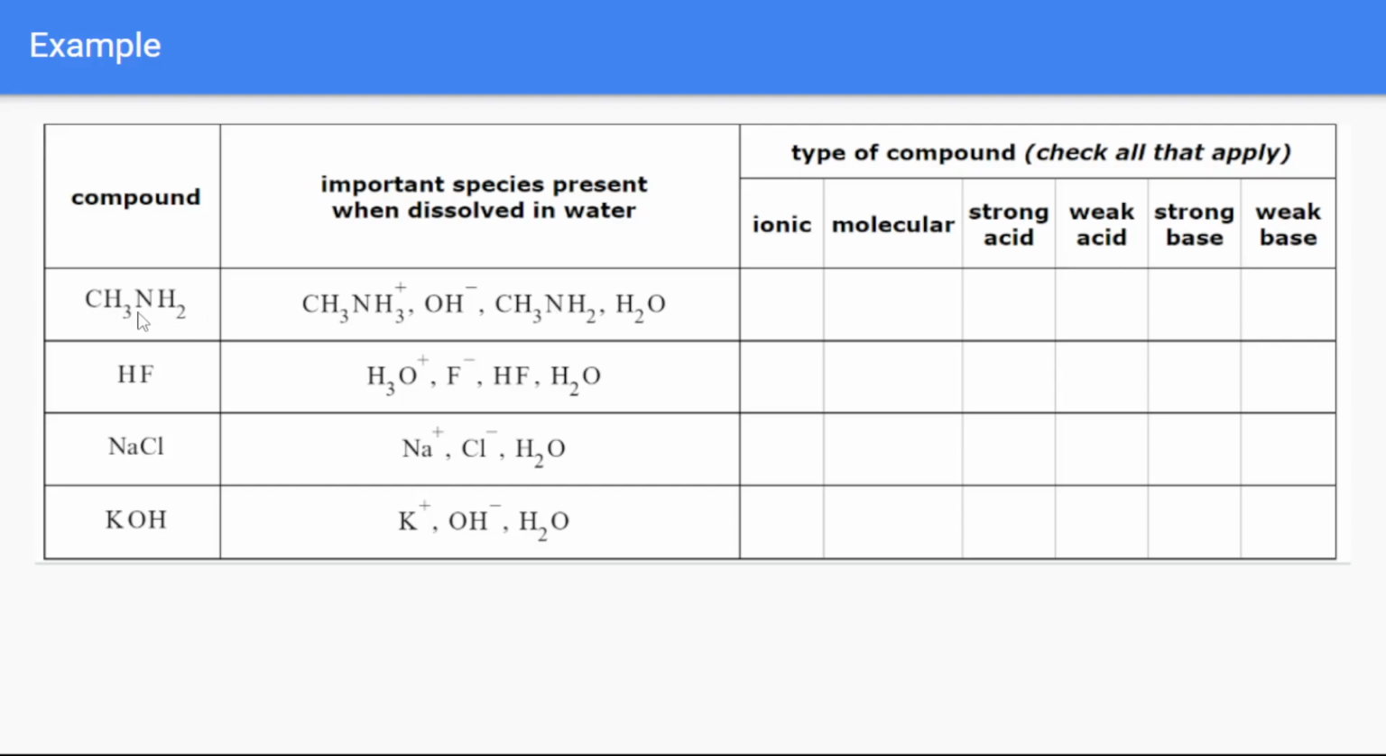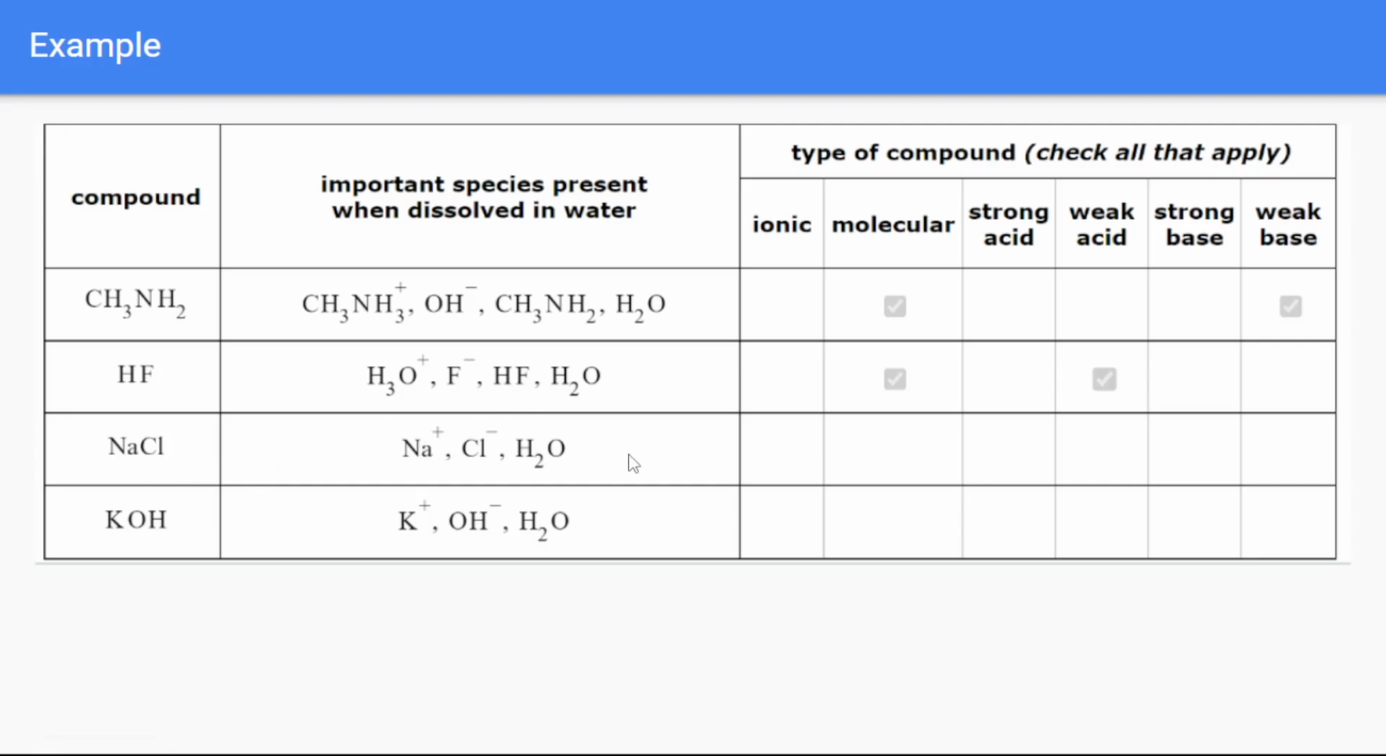And then this compound, is it an ionic compound or is it molecular? Well, I don't see a metal, so it's a molecular compound and it's a weak base. Next, we see hydronium as one of the major species in water. But we see that some of that HF didn't dissociate. So we have an acid because of the hydronium, but we only have a weak acid. Now remember, all acids are molecular. And if you don't have complete dissociation, it's a weak acid.